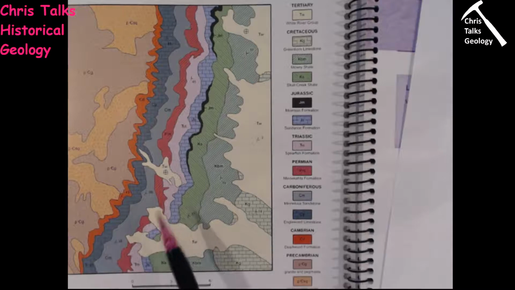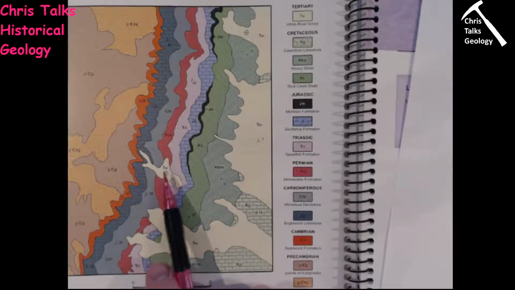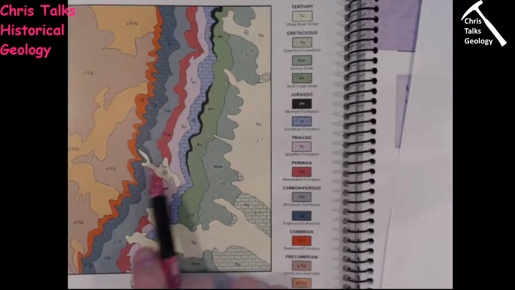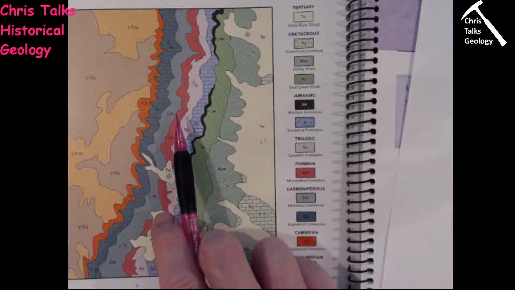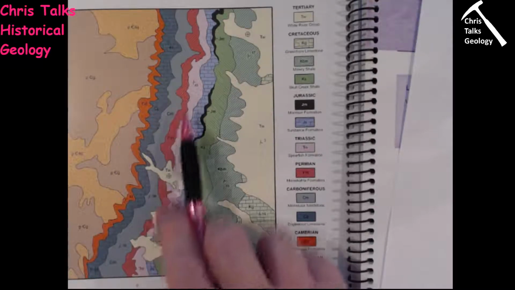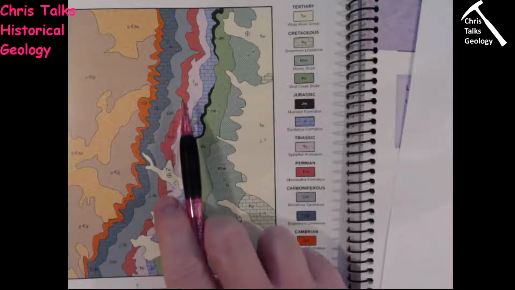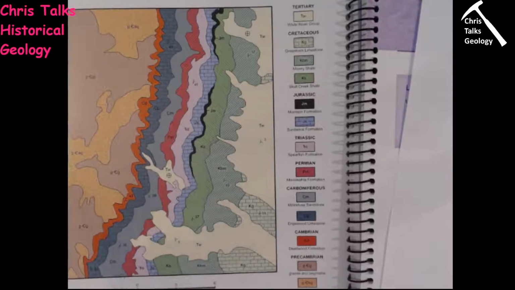So in angular unconformity, we have tilted layers of rock in contact with horizontal layers of rock, and this is a beautiful example right here. In terms of disconformity, we would have packages of rock all running parallel to each other, and you would have a disconformity running along the contact between them. So that would be the difference that you would look for in a geologic map.